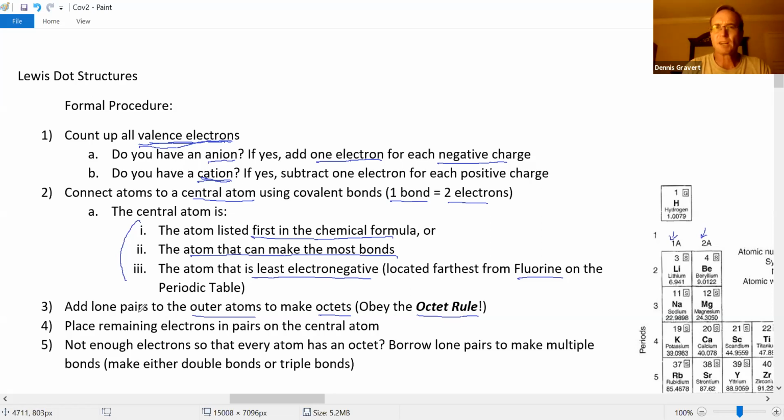What if you didn't run out of electrons, you still have extras? Well, just dump them in pairs on the central atom. Well, what if you didn't have enough to get octets for everybody? Well, that's step 5. You don't have enough. Well, go look at your lone pairs that you already gave to the outer atoms and borrow those and start doubling up or tripling up bonds. That should help give every atom an octet.